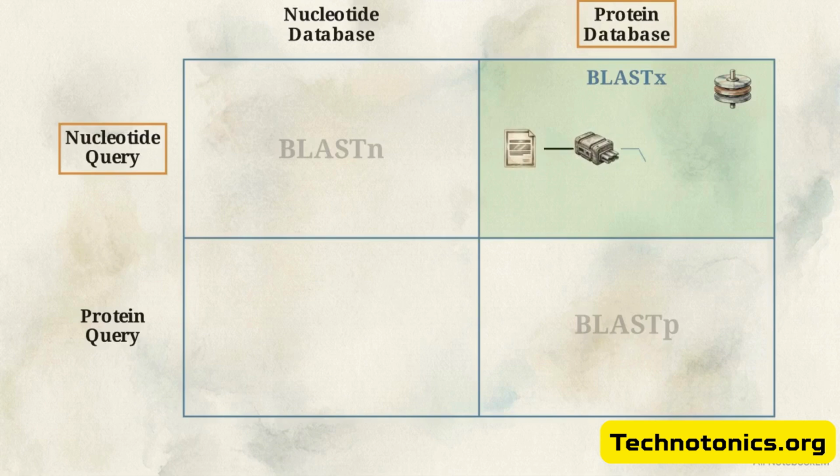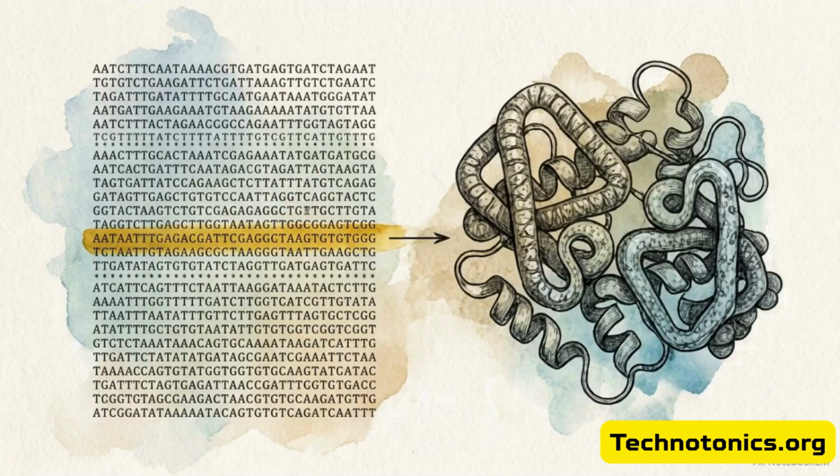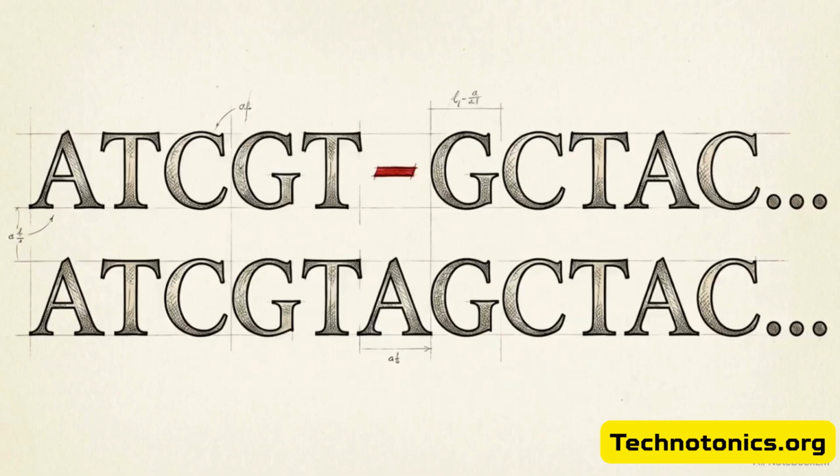BLASTx is the specific program that translates the query sequence into all 6 reading frames before executing the search. Researchers use BLASTx to discover novel protein-coding genes buried within newly sequenced, unannotated DNA. It is highly effective at detecting frameshift mutations.